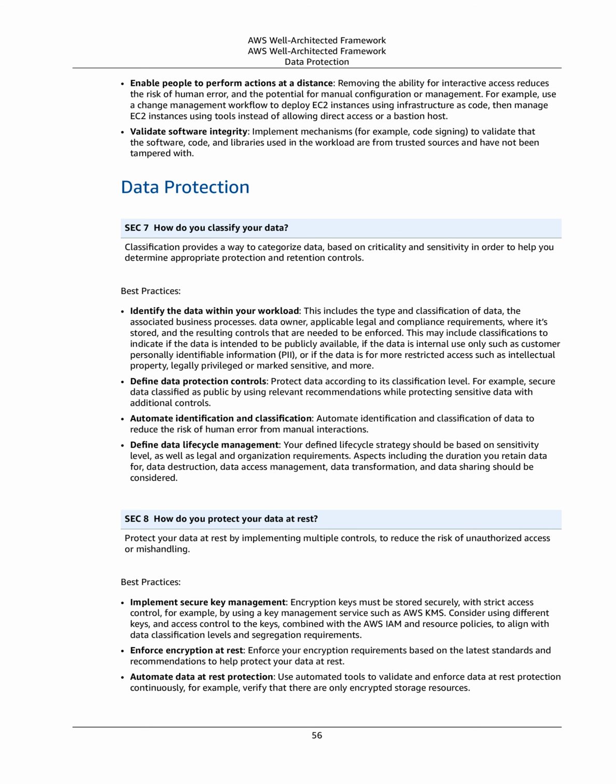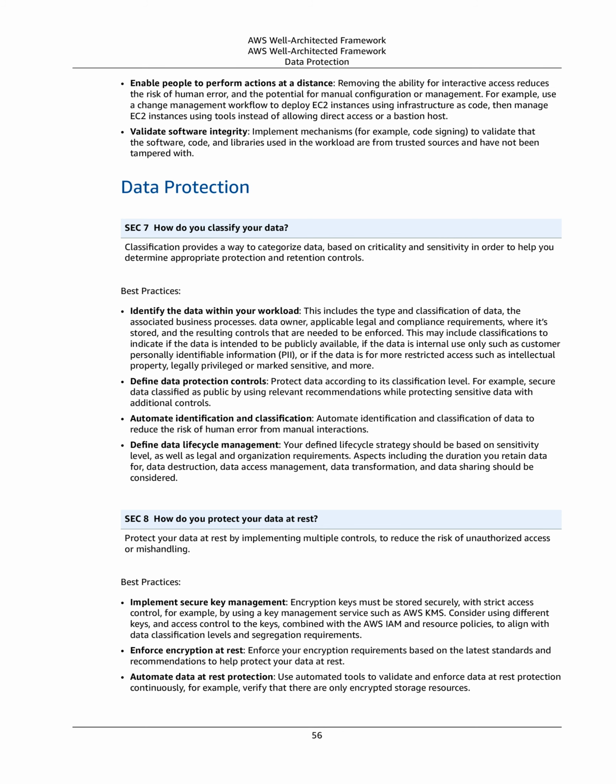SEC 8: How do you protect your data at rest? Protect your data at rest by implementing multiple controls, to reduce the risk of unauthorized access or mishandling. Best practices. Implement secure key management. Encryption keys must be stored securely, with strict access control, for example, by using a key management service such as AWS KMS. Consider using different keys, and access control to the keys, combined with the AWS IAM and resource policies, to align with data classification levels and segregation requirements.